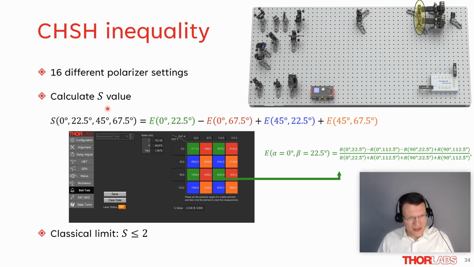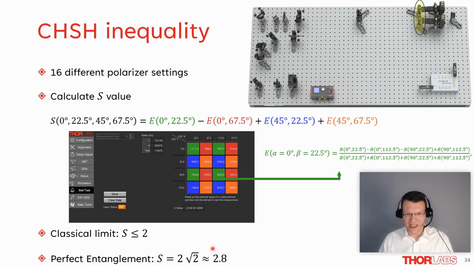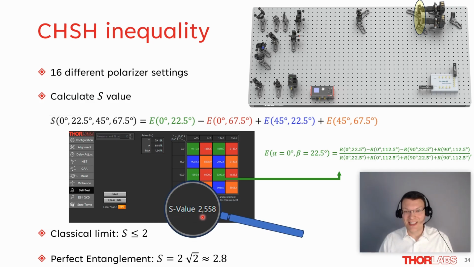Now, when you go through all the theory behind it, what you see is that there's a classical limit that all classical theories have to abide by, and that's 2. So you will never get a value larger than 2 in a classical setting. But if you have a perfectly entangled state, you will see a maximum value of about 2.8. And now in our software down here, we have calculated the S value from all of those, and it's about 2.6, meaning yes, we've actually shown that Bell's inequality is violated, and entanglement is real.